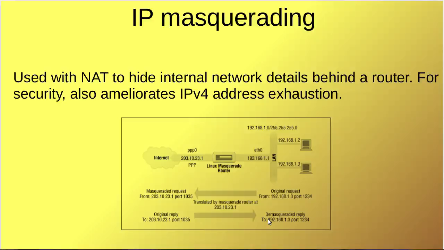IP masquerading or IP spoofing is another thing you can do. This is actually used with NAT, so it's not exactly an evil thing to do. So the idea in a local area network is that in the outside world, everything inside a network will be given one IP address, in this case 203.10.23.1. Inside the net, this is the outside view, and this might be an address given to you by your internet service provider.